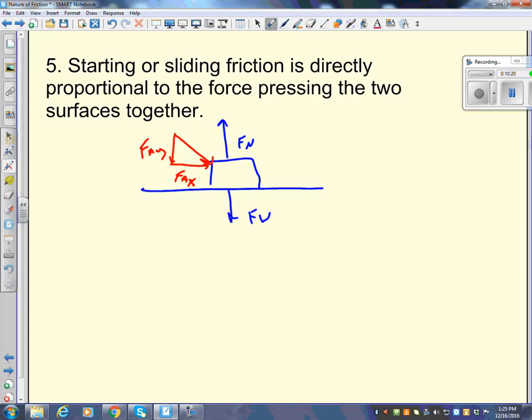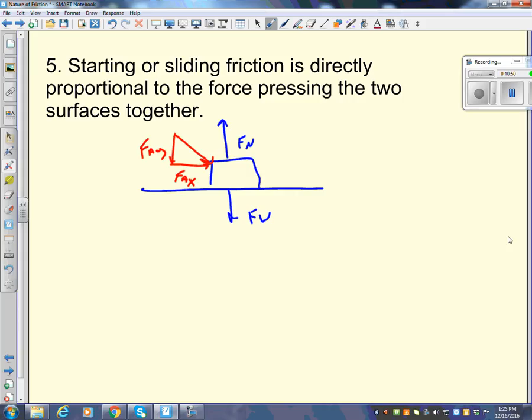Is that going to make it harder or easier to slide? A lot harder. It's pretty easy for me to push the scale around, but if Zach jumps on there and pushes down, it's going to be a lot harder to push. What's changed? The amount of friction. He's changed the amount of force down. So the friction is increased.